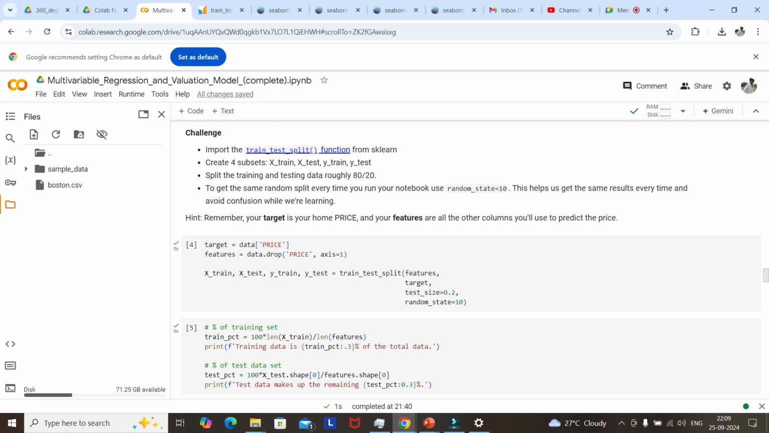Now what we are doing is splitting our data. Our target is only the price column, and all the remaining features are the dependent variables, or dependent features, where the price of the room will be impacted. In the target we are taking only the price column. In the features we are dropping that price column and taking all the remaining columns.